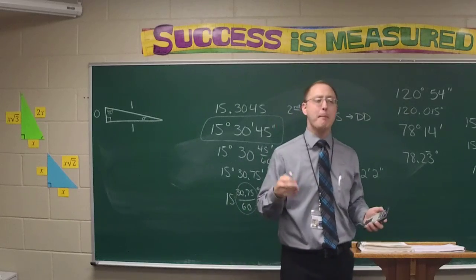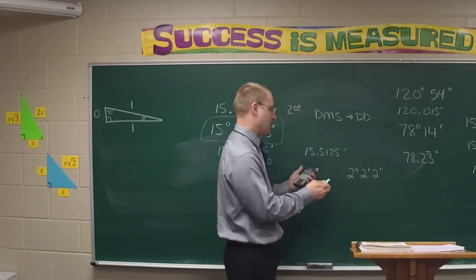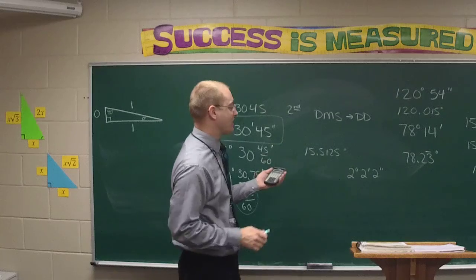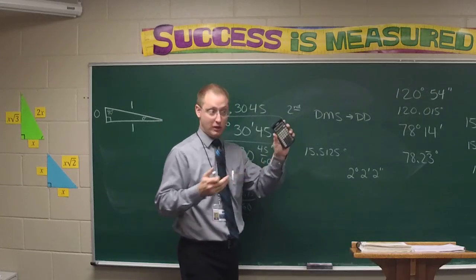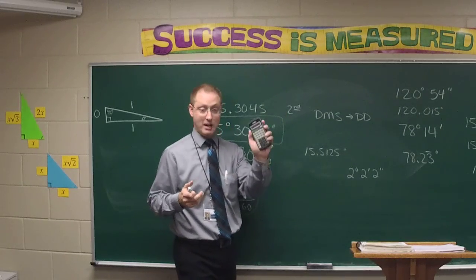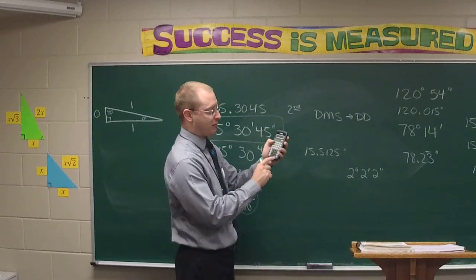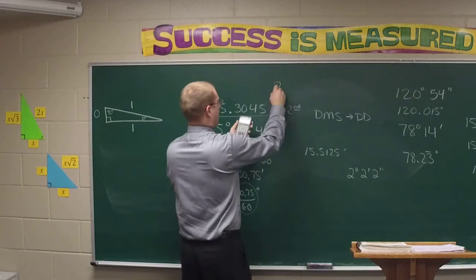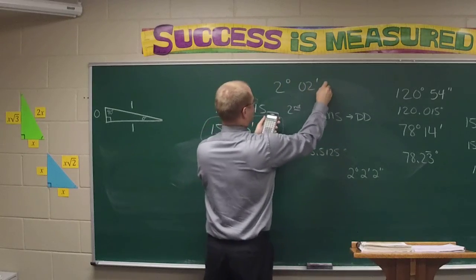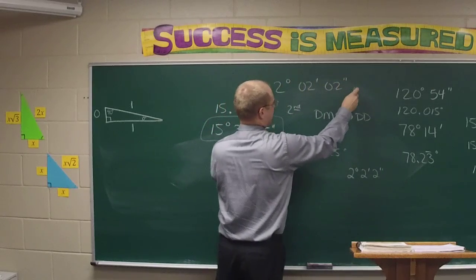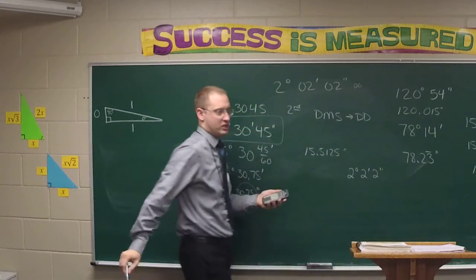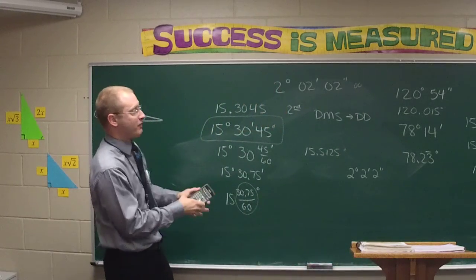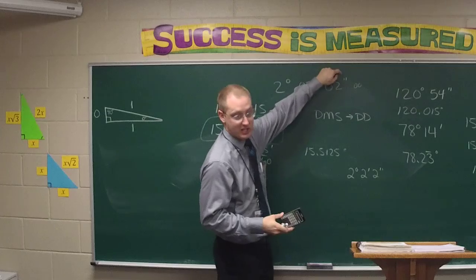Now, if you happened to have degrees in a decimal form, and you wanted to see what it is in degrees, minutes, seconds, for instance, if you still have the 2.03388, if you do second function DD to DMS, notice how it shows up on the calculator. 2 degrees, 0.2 minutes, 0.2 seconds, and then there's 2 extra zeros as placeholders that could become a decimal portion of even a second.